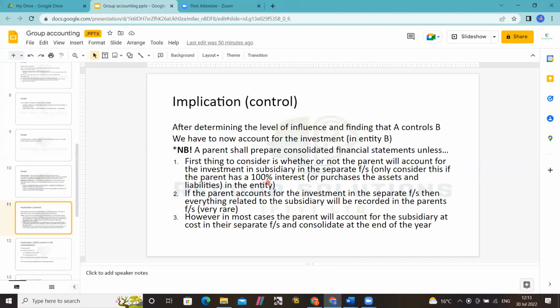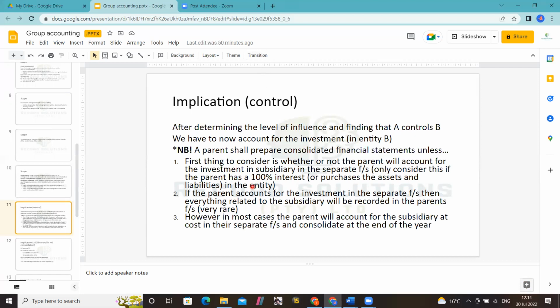And if it's 100%, let me give you two examples. If you bought shares, and it's 100%, then you have to determine whether that entity prepares consolidated financial statements or wants it in its separate, right? However, if they tell you that this entity purchased the assets and liabilities, then they most probably want you to account for these assets and liabilities in the separate financial statements. Because even though it's 100%, if they say it purchases the assets and liabilities, they want it in the separate, so no consolidation.